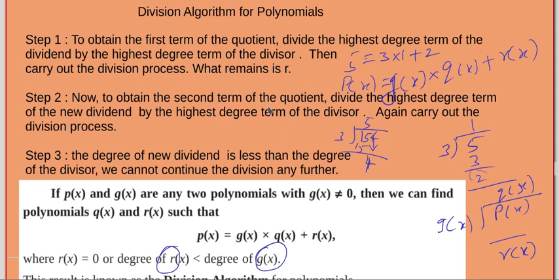Now the second term of the quotient, divide the highest degree term. Now we have to look at 4. In the table of 3, how many times 4 will come we have to see. It will come one time, 3 and remainder 1. So we have to complete the division until the remainder is less than the divisor. If the remainder is less than the divisor, we need to stop. In the same manner in polynomials also it will continue.